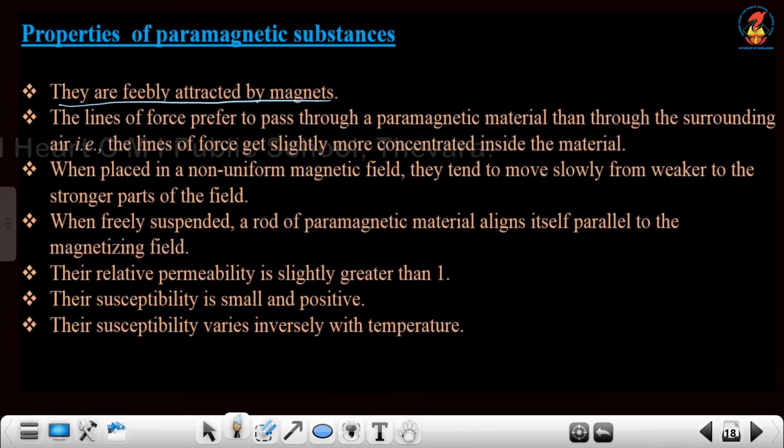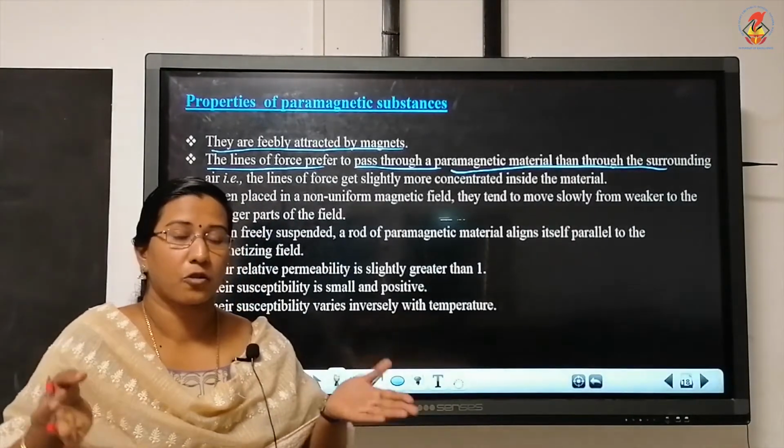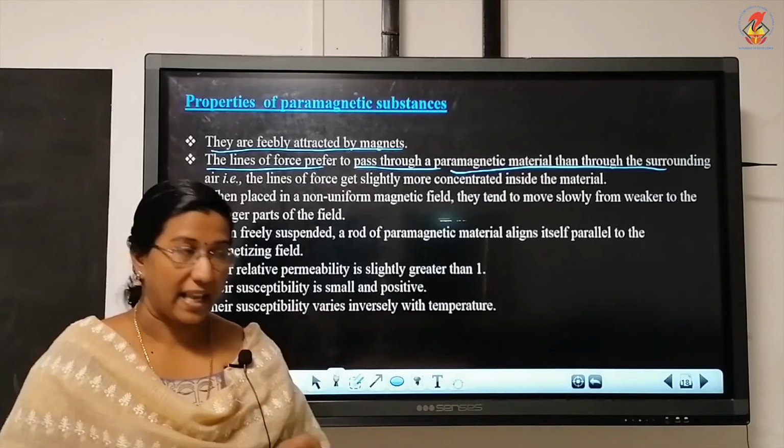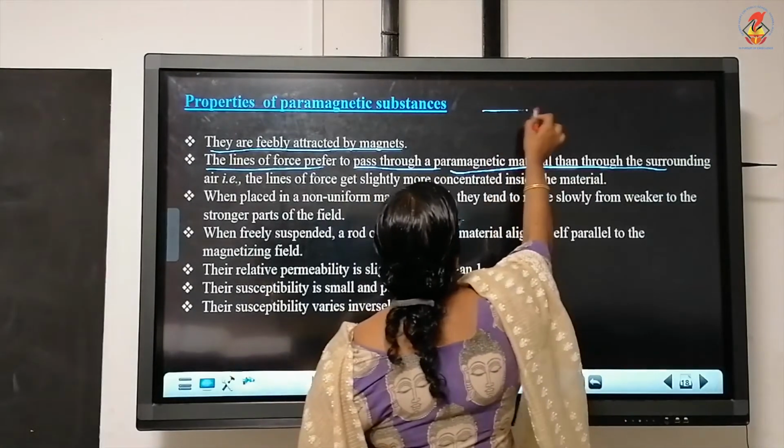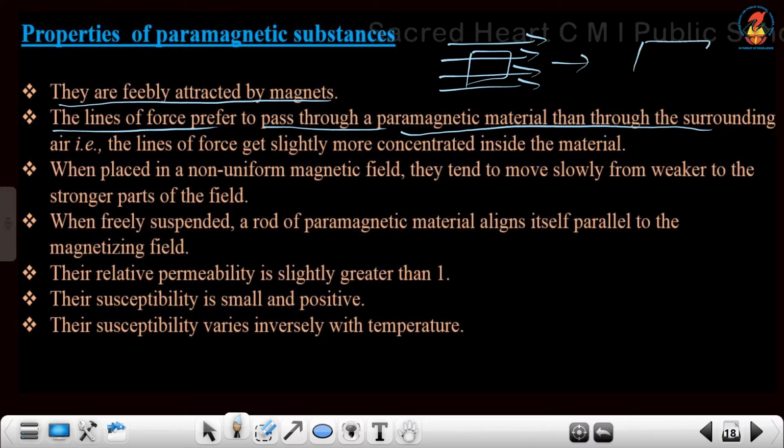Second, the lines of force, or the magnetic field lines, prefer to pass through a paramagnetic material than through the surroundings, unlike diamagnets. A diamagnet will repel the field lines, so the field lines will be passing through the surroundings. Whereas if I place a paramagnetic material in an external field, then the field lines will pass through it.